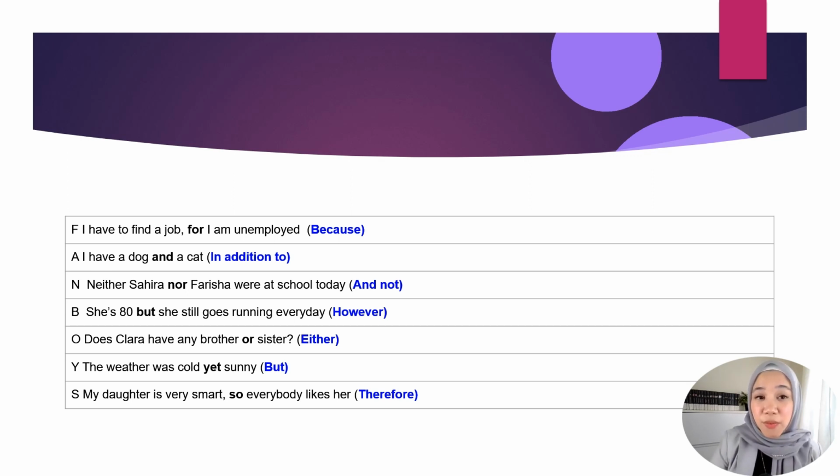So the first one, for: I have to find a job for I am unemployed. For means untuk, so we know that, right? But when it serves as a conjunction, it means because. Look at the word in blue there. That is the meaning for each of the conjunctions here. So for means because. I have to find a job because I am unemployed. I bought my mother a box of chocolate for it is her birthday. So when you say for as a conjunction, it means because.